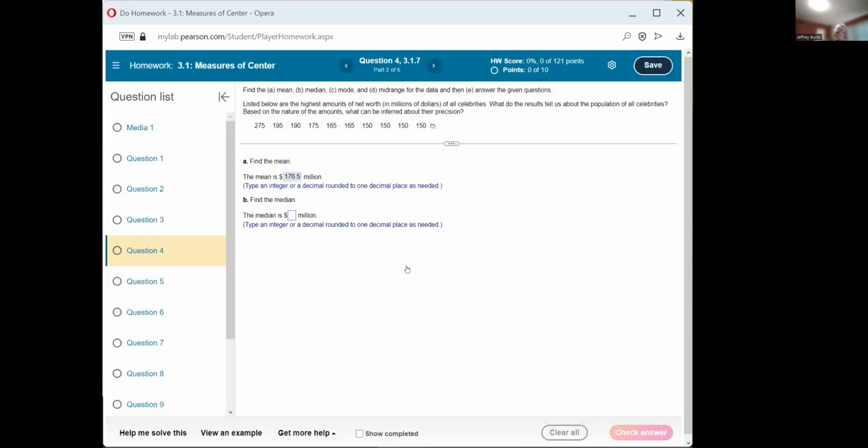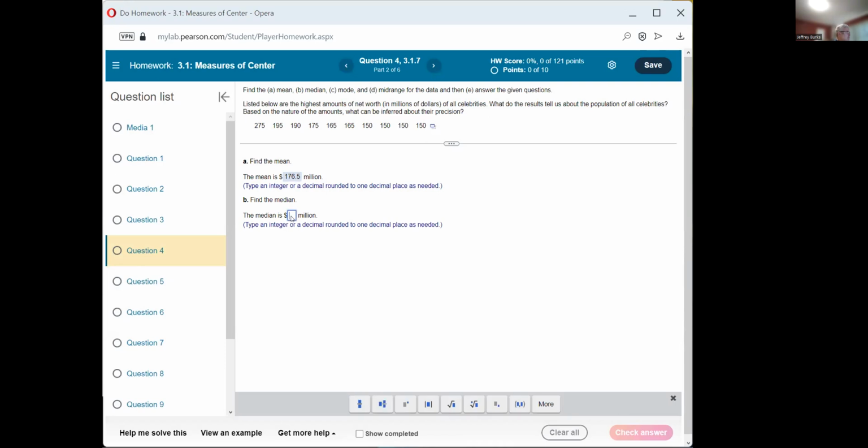It says find the median. So it says here the median is 165. Remember, that's the number in the middle once the data is ordered from least to greatest, which makes sense because we have this up here. We have 10 numbers. Normally we would take the 2 numbers in the middle and then take the average, but they're both 165, so that makes sense. That's going to be 165.